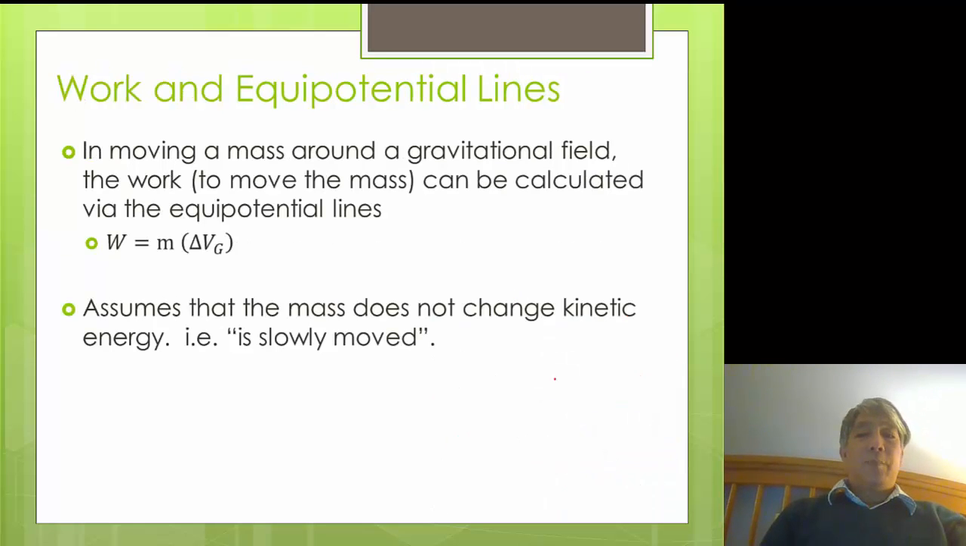Okay, and that brings me to work. When a mass is moved around a gravitational field, I can calculate the work done to move the mass, or the work done by the gravitational field, by looking at what equipotential line it started at and what line it ended at. Because the work is simply going to be m, for the moving mass, times the change in my gravitational potential. This assumes that the mass does not change kinetic energy.